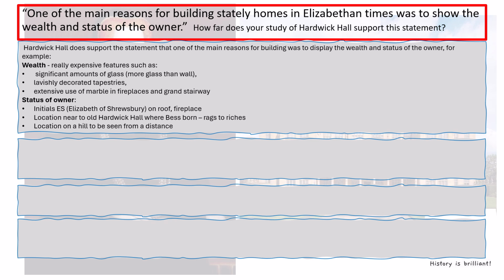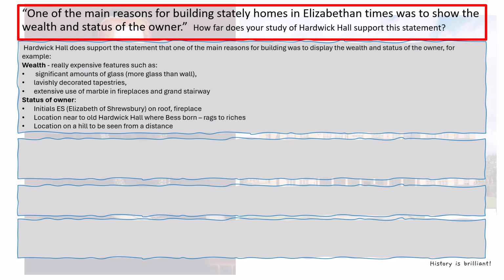Where do we see the status of the owner? Well, you see it in the initials ES all around the top of the building. You see it physically in the comparison between Hardwick Hall, more glass and wall, and the old Hardwick Hall, which is now a ruin. That rags to riches story. Look at me, look at where I've come, says Bess. And this whole idea about being located on a hill to be seen from a distance. So what you're doing in this first paragraph is saying that, yes, it is about wealth, it is about status, and therefore I can agree.